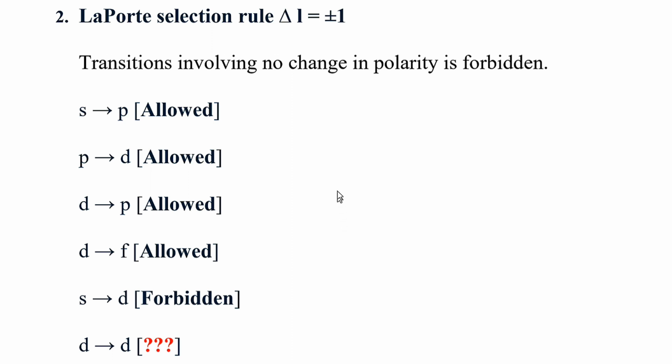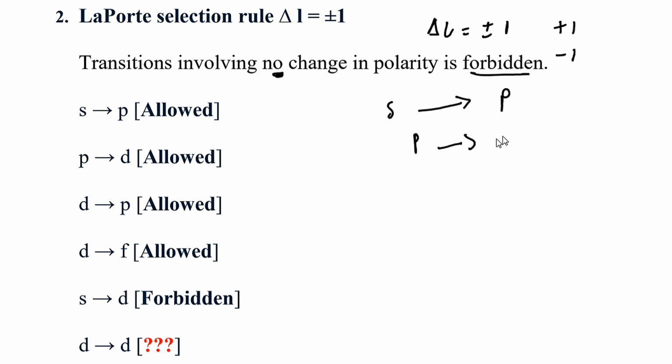Also looking at the Laporte rule. The second rule is the Laporte rule. The Laporte rule states that the change in L must be positive or negative 1. This means that transitions involving no change in polarity are forbidden. It can be positive 1 or negative 1. This means it can move from S to P. It can also move from P to S, right?